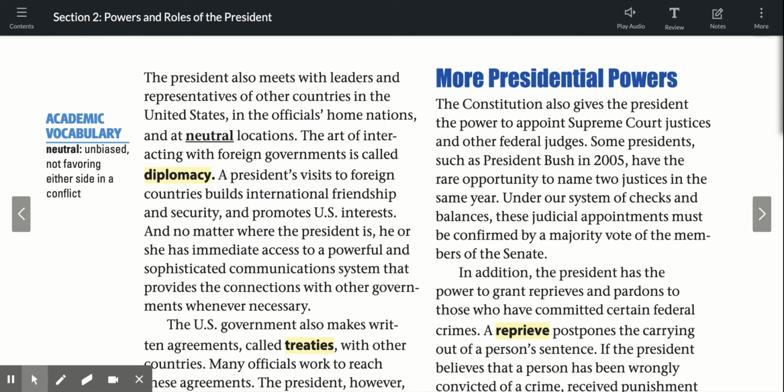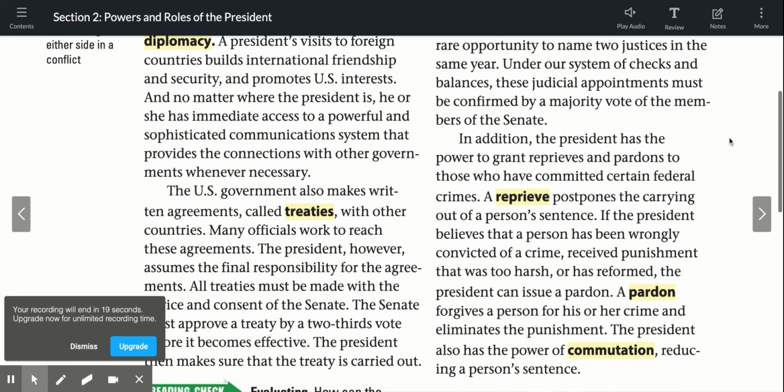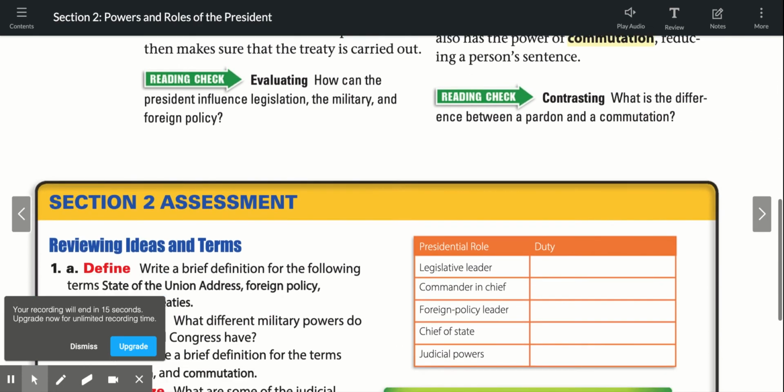Some more presidential powers. The Constitution also gives the president the power to appoint Supreme Court justices. Some presidents, like President Bush, have appointed multiple Supreme Court justices, like two. Other presidents have not. So those are powers that the president has. The president also has the power to pardon criminals.